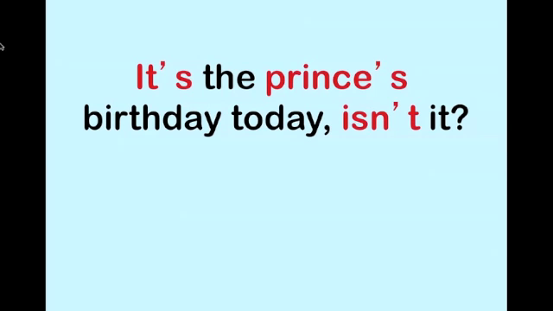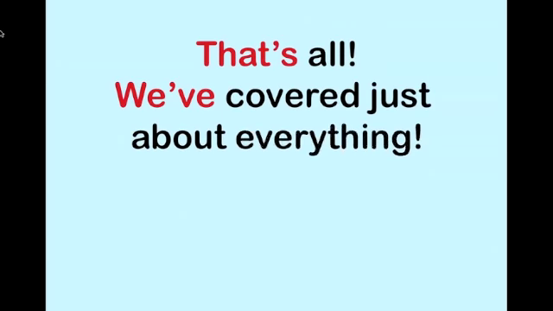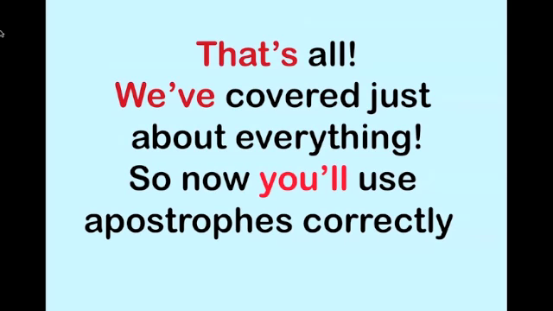Prince's is an apostrophe S because the birthday belongs to the prince, and isn't would be is not, like isn't it, asking a question. So the apostrophe goes there between the N and the T to indicate that the O has gone missing. Oops, looks like we missed the prince's birthday. So that's all. We've covered just about everything, so now you'll use apostrophes correctly, won't you?